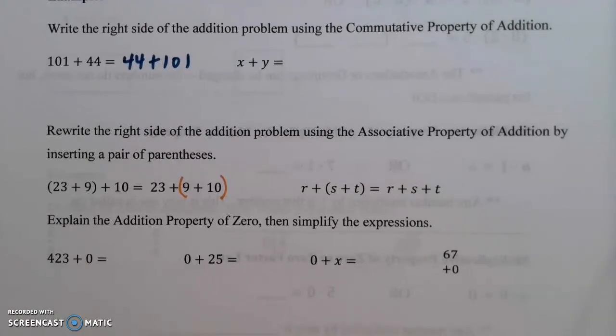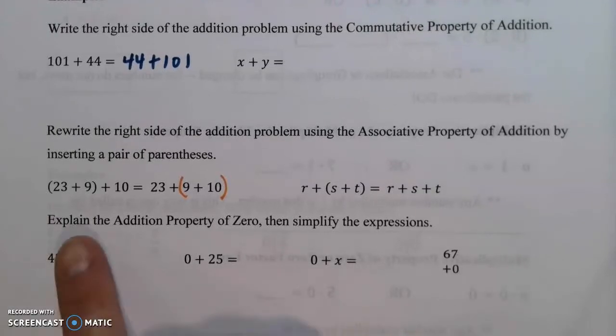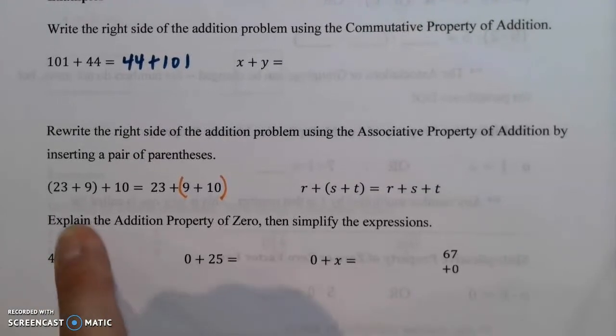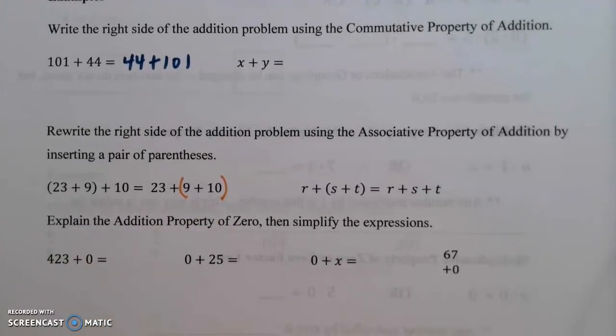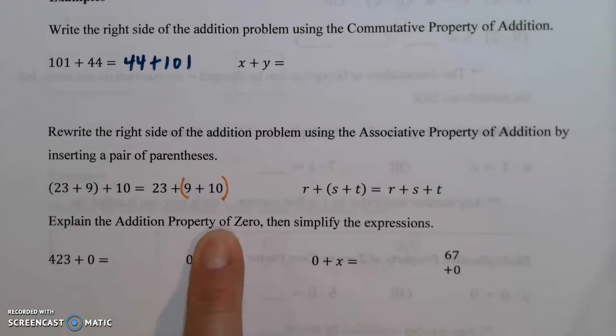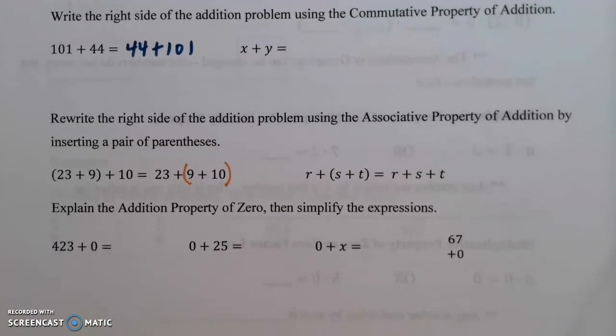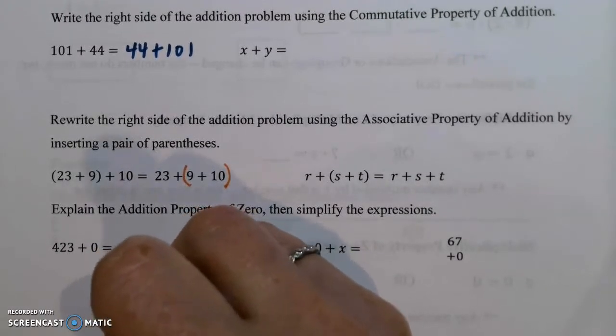And then the addition property of 0. So I'm not going to do the explanation part. I'll have you try to come up with a sentence for that. How would you explain the addition property of 0 to somebody who's not in our math class? And then we'll simplify these couple of expressions. So I'll give you a little blurb on this once I come back from pausing the camera. But looking at the first one there, 423 plus 0 is going to be 423.